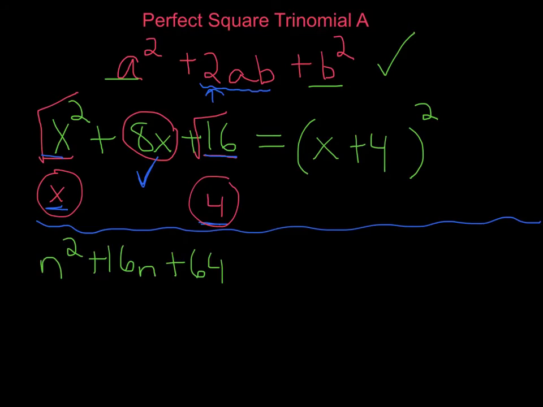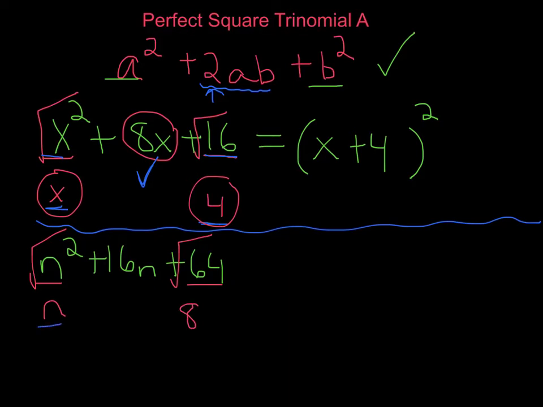Alright, the next one, n squared plus 16n plus 64. When you're factoring these, you always want to recognize if it's a special case. Are your first and last terms perfect squares? And they are. Then square root them. So you get n and you get 8.